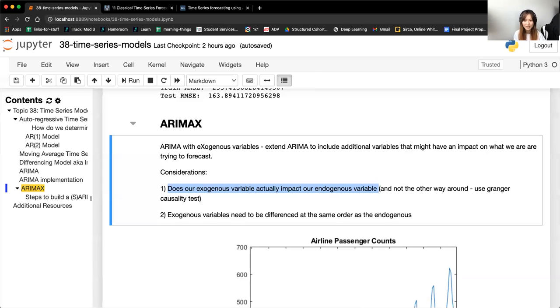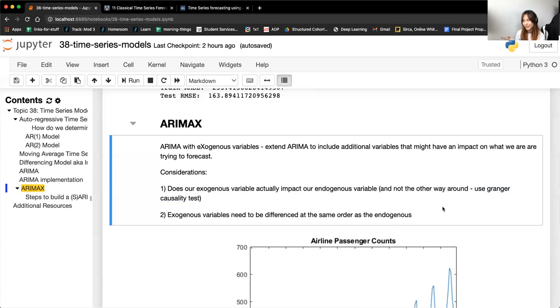Sometimes it is a little ambiguous, and in those cases, there is a Granger causality test. I believe it is within statsmodels as well. Again, you just have to look for a low p-value to figure out the direction of causality, basically.